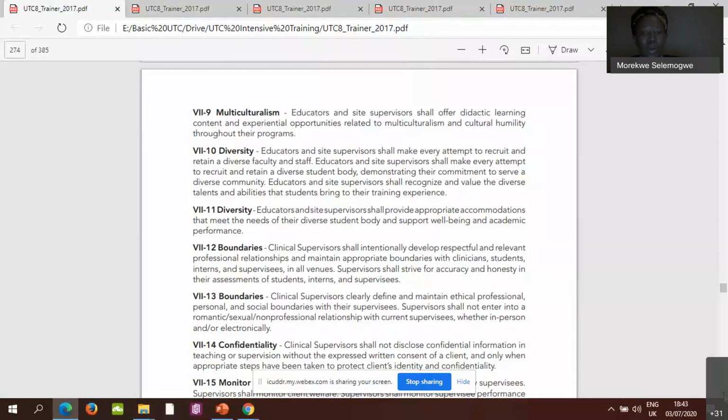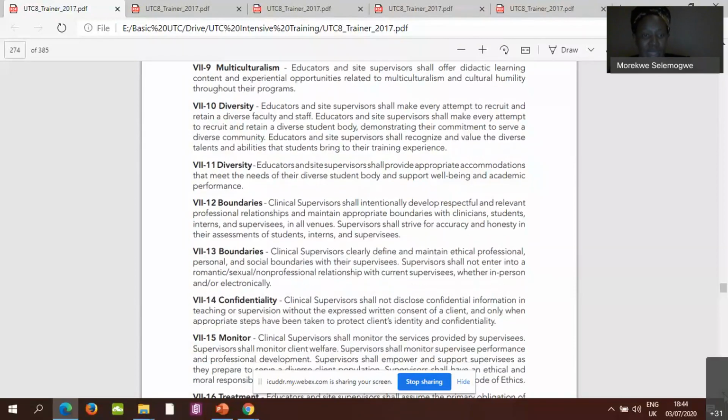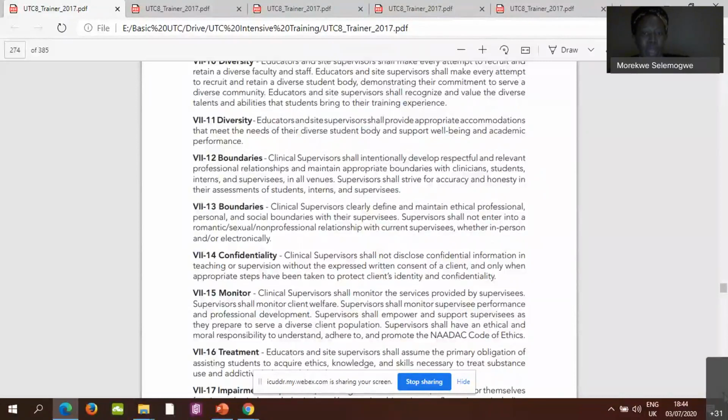And you shall also be honest and accurate in the assessment of students, interns, and supervisees. So at times when people have relationships outside the professional relationship of supervisor, it does create some sort of platform for dishonesty for some clinical supervisors when the boundaries are not set as encouraged.